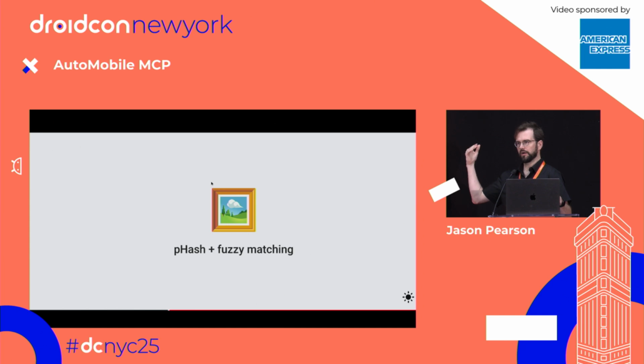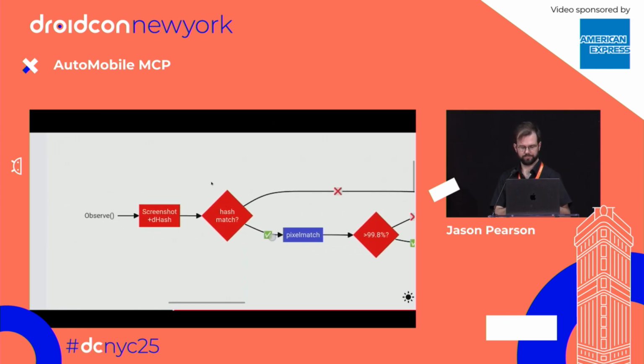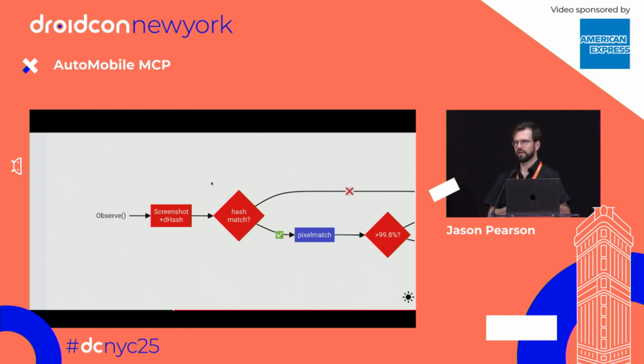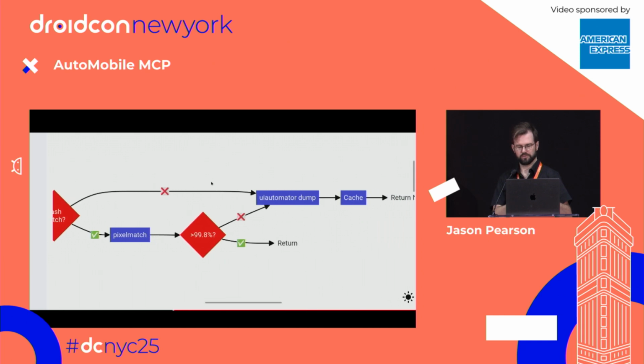Then you do pixel matching, kind of like exactly what Paparazzi does, with some percentage difference that you're looking for to be within. And then you pick the newest one of that, and then I can point to the cached view hierarchy that I took at the time. That left me with this system design, where I would observe, get that screenshot d-hash. If I get a hash match, pixel match, 99.8%, great. It's probably what I was looking at. Otherwise, we do a new dump, put that in the cache.